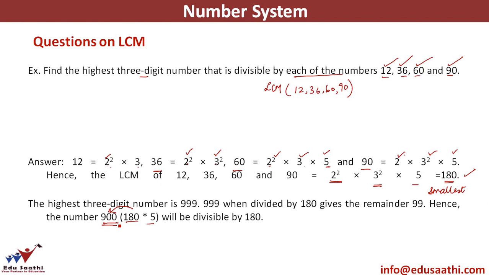The other way that I can do it is I look at the highest 3-digit number. What is it? 999. 999 when divided by 180 gives a remainder of 99. So subtract that from 999, I'll get 900. Or what you do is just look at the multiples of 180 below 1000. That will give you your answer.